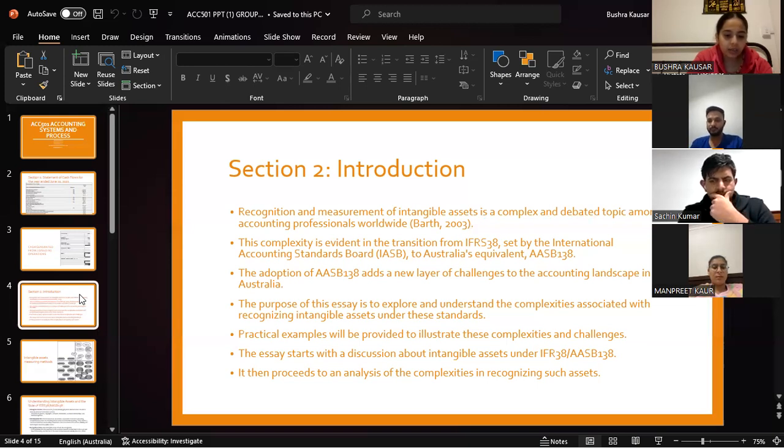This adds a new layer of challenges to the accounting landscape. This essay includes the exploration of the complexity associated with recognizing intangible assets under these standards. Some examples are presented to illustrate these complexities. The first section of this essay includes the discussion about intangible assets under IAS 38 and AASB 138. After that, we analyze complexities in recognizing intangible assets.